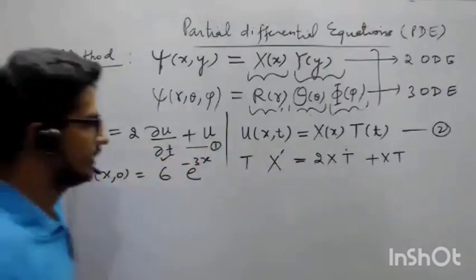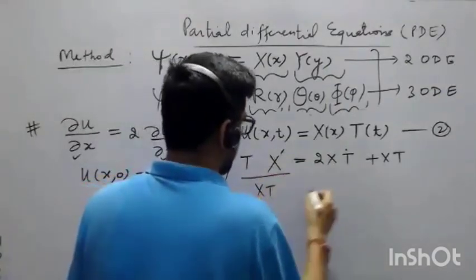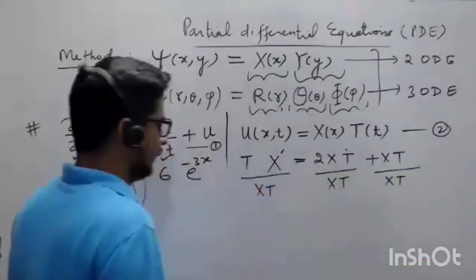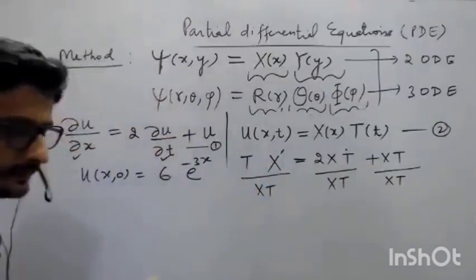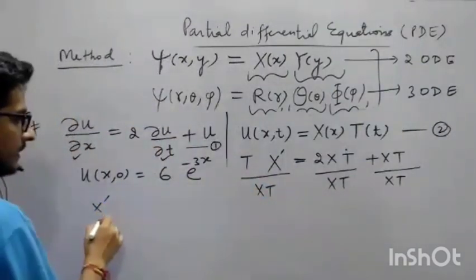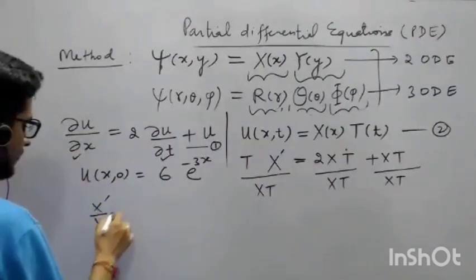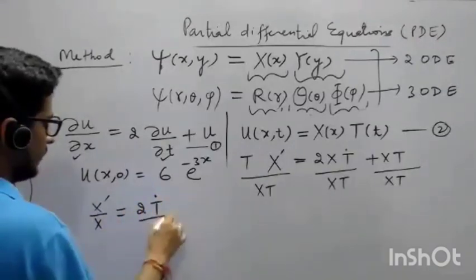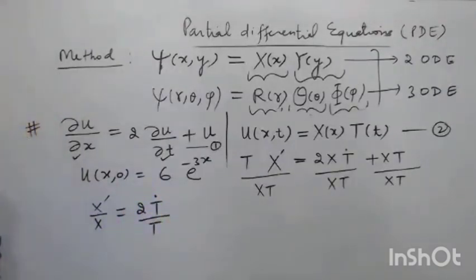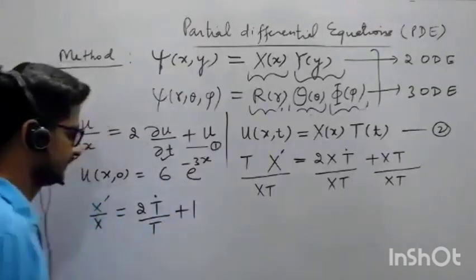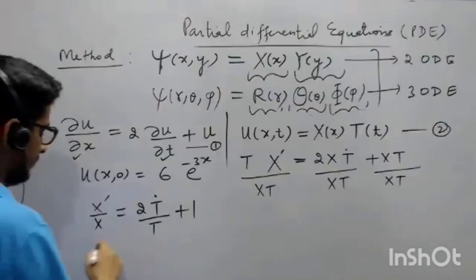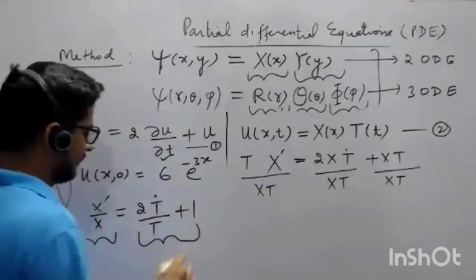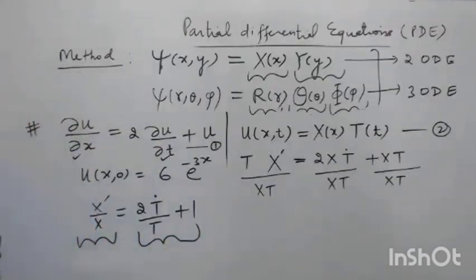Now divide the whole equation by capital X and capital T. We can do that. So it will become capital X dash by capital X is equal to 2 times t dot by t plus 1. So you can see that this side is only function of x and this side is only function of t. Correct?